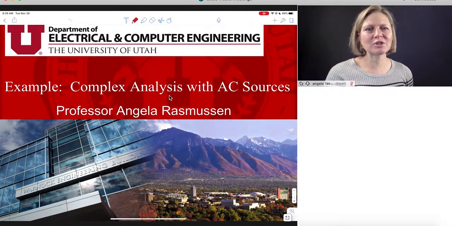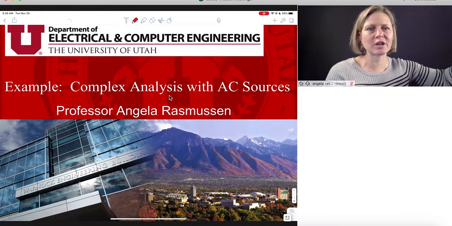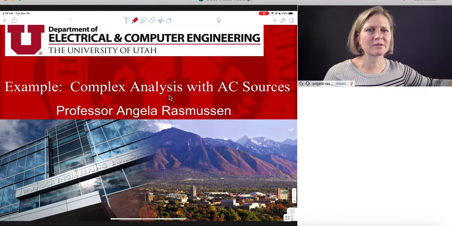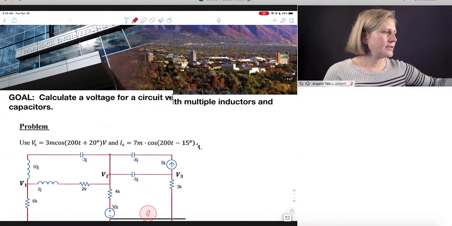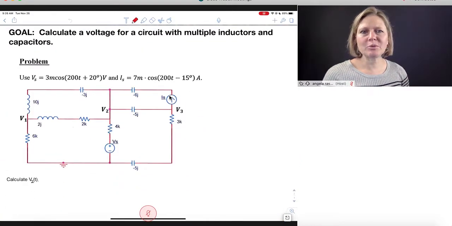And today I wanted to go over an example where you have multiple components, inductors, capacitors, along with AC sources in the circuit, and how you go about solving this type of circuit. So in this example, we want to find the actual voltage, either V1, V2, or V3, and we're going to solve for V2. The first step is to transform all of the input signals and the capacitors and inductors into the frequency domain.